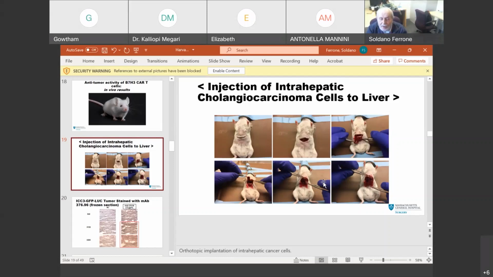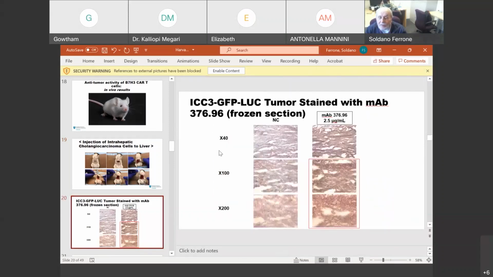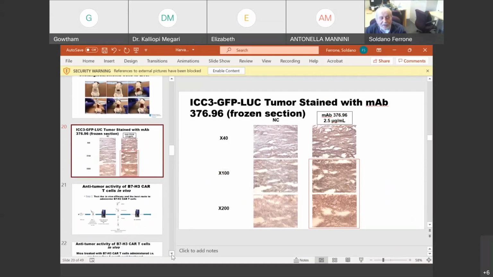But this model is very useful, it's very effective, and also mimics the characteristics of the cholangiocarcinoma in patients, not only from a macroscopic viewpoint, but also in terms of the histopathological picture, as well as in terms of the expression of the antigen that we want to target. And the antigen is B7H3.